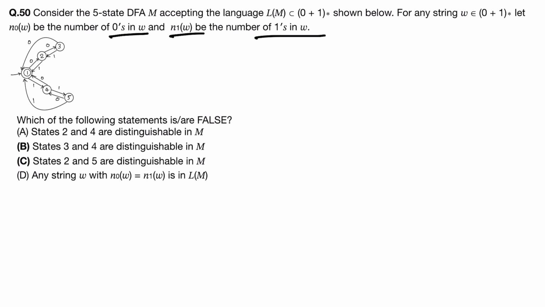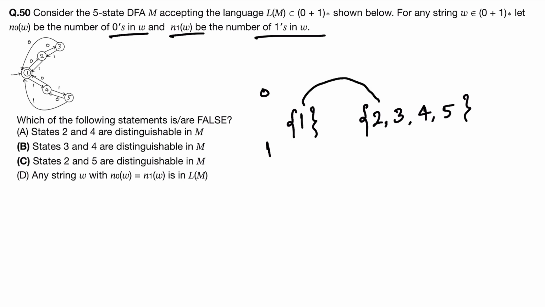So see, what is the final state? I just separate final and non-final states. Final state is 1, non-final states are 2, 3, 4 and 5. I will check what the behavior is on 0 and 1. So 1 at 0 goes to 2. 1 at 1 goes to 4. So okay, for 1 done.